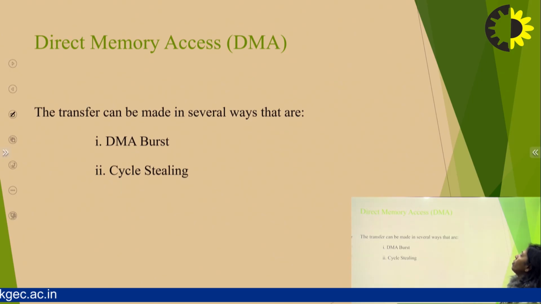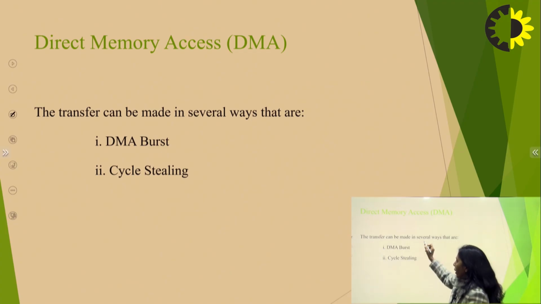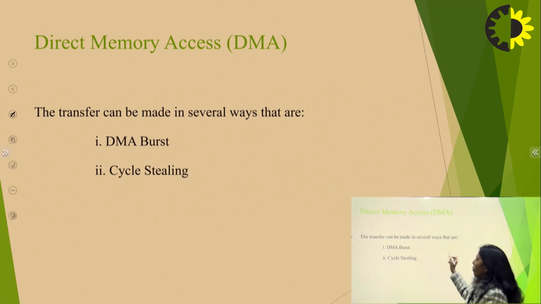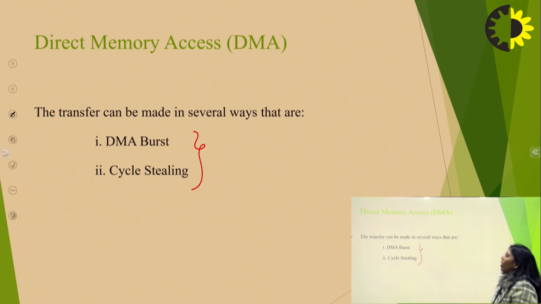Okay, this transfer from this DMA controller to the input-output device and memory can be done via two ways. One is the DMA burst and another one is the cycle stealing. The transfer can be made in these two ways.